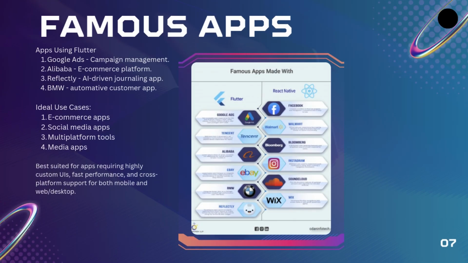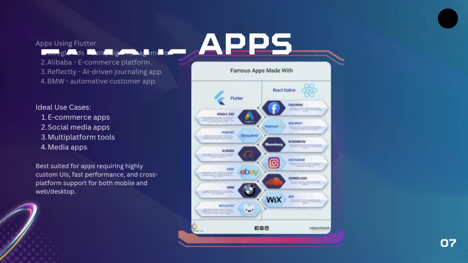Now I will be talking about some famous apps that use Flutter and which use React Native. Apps using Flutter include Google Ads, Alibaba, which is an e-commerce platform, Reflectly, which is an AI-driven journaling app, and BMW, an automotive customer app. The ideal use cases of Flutter can be making e-commerce apps, social media apps, multi-platform tools, and media apps. Flutter is best suited for apps requiring highly custom UIs, fast performance, and cross-platform support for both mobile and web/desktop.